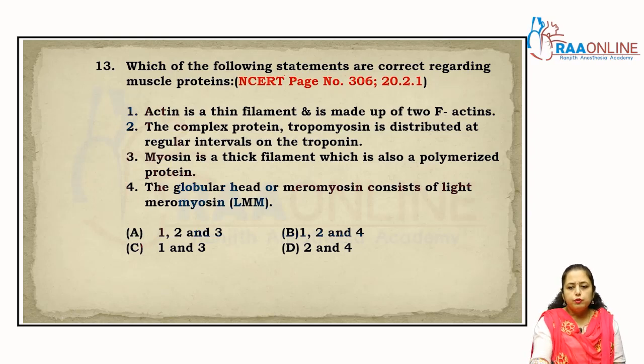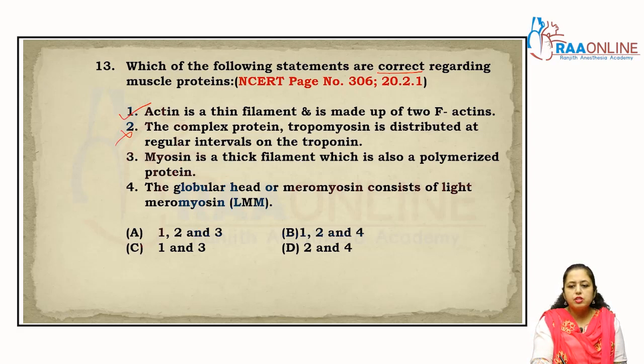Now come to the question: which one of the following statements is correct regarding the muscle protein? Actin is a thin filament which is made up of two effectants, correct, that is filamentous actin which are helically bound to each other, right? The complex protein tropomyosin is distributed at regular intervals on the troponin. No, it is the complex protein troponin that is distributed at regular intervals on tropomyosin, right? So that statement is wrong.